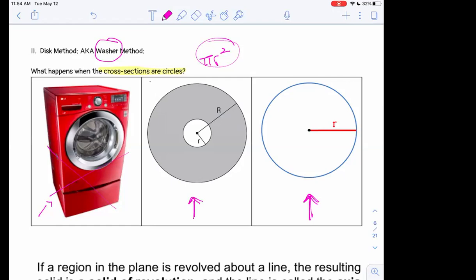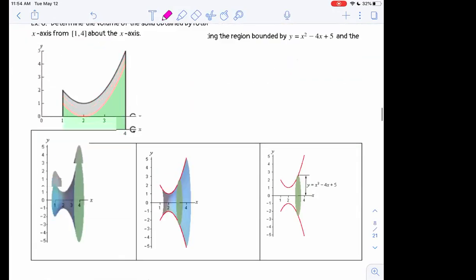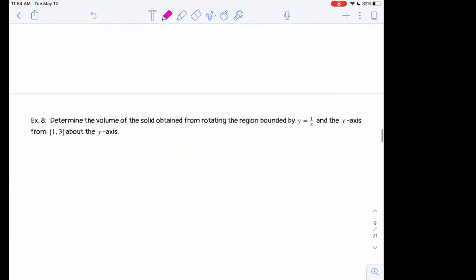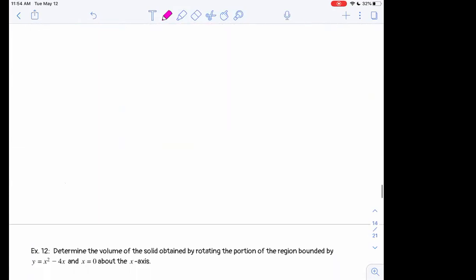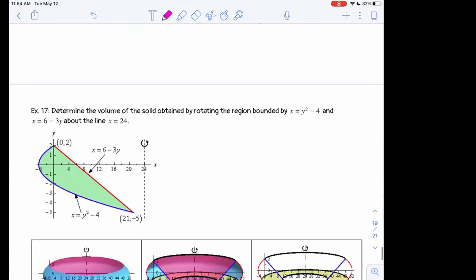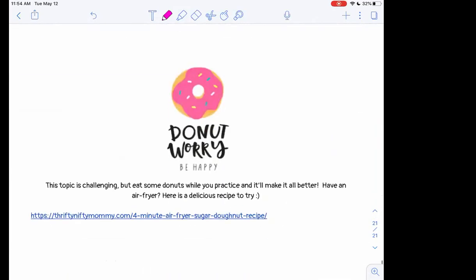The last thing that I want to say, and there are already pictures in here, you can take a look at these before Thursday's lesson if you want to. Ooh, so many examples. All right.